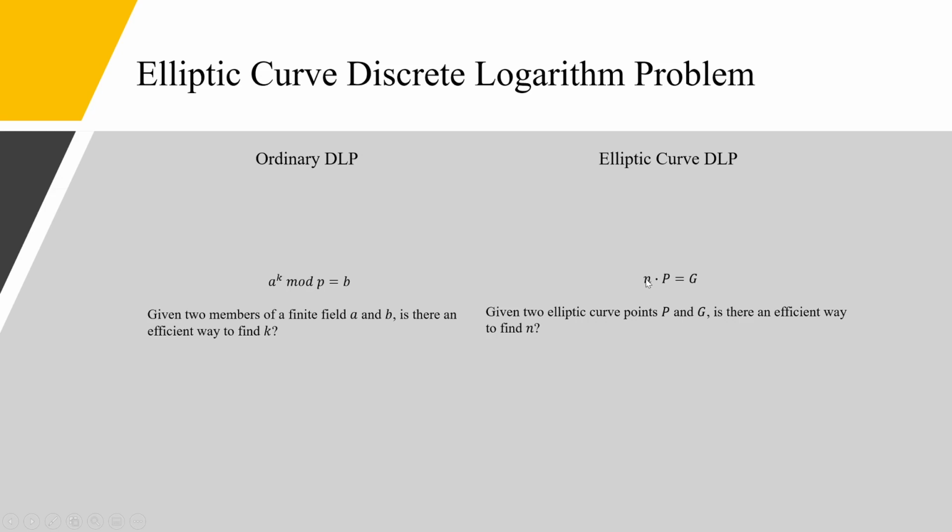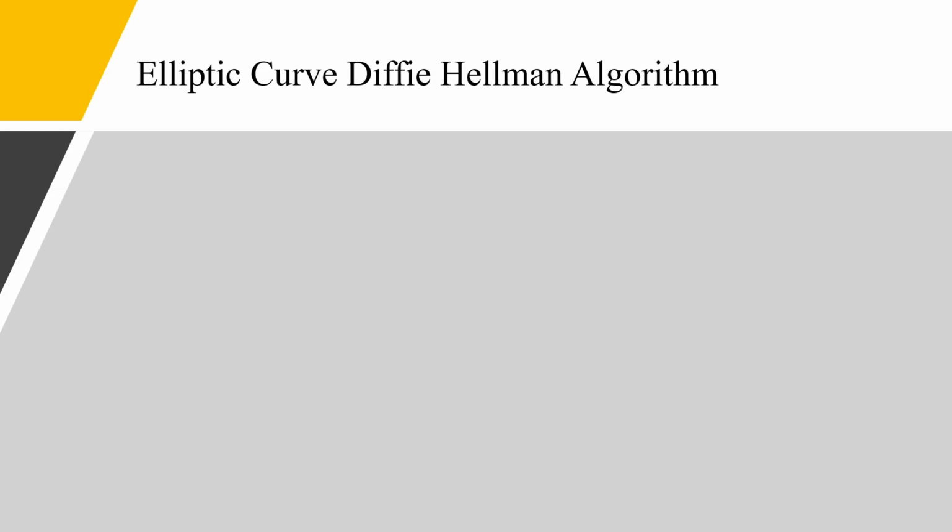And it turns out this is much harder, supposedly, for elliptic curves. The elliptic curve DLP is much harder, and that is what cryptography is built on. And let's see how this principle is used for Diffie-Hellman key exchange. So again, the same way, let me cover ordinary Diffie-Hellman key exchange, and then we'll go to elliptic curve Diffie-Hellman key exchange.